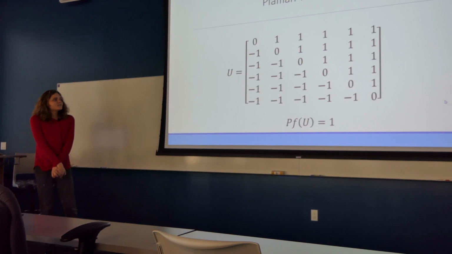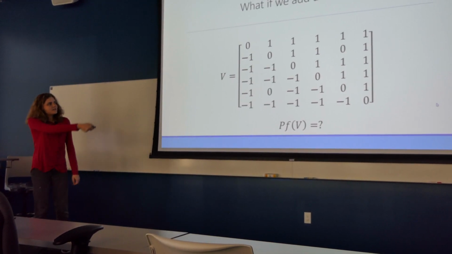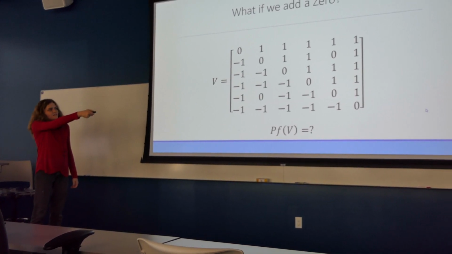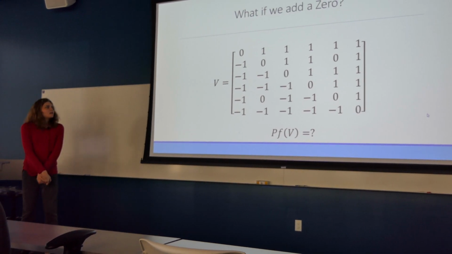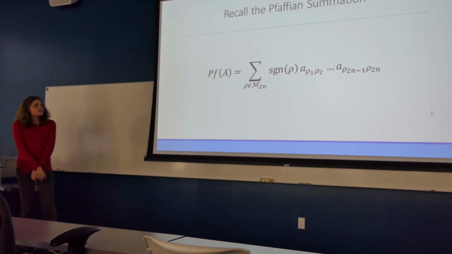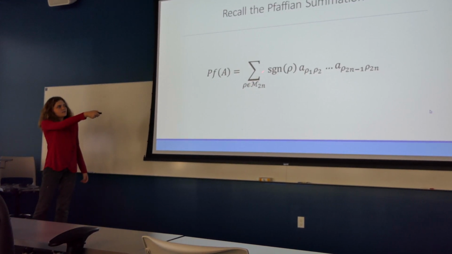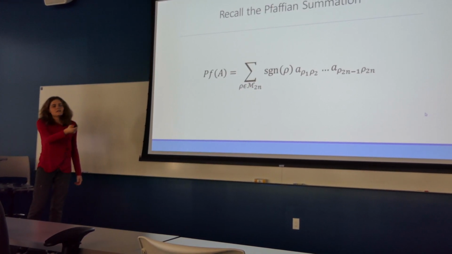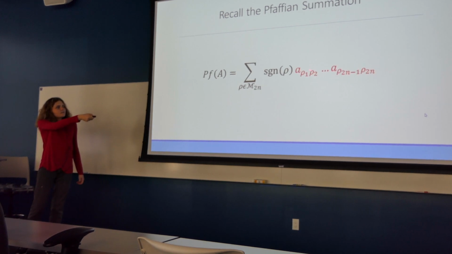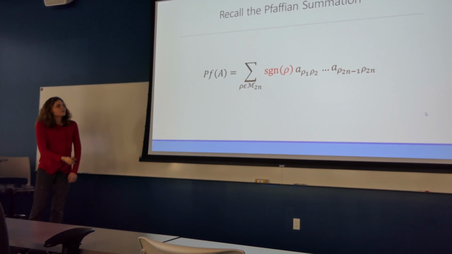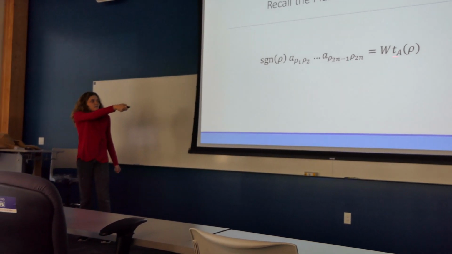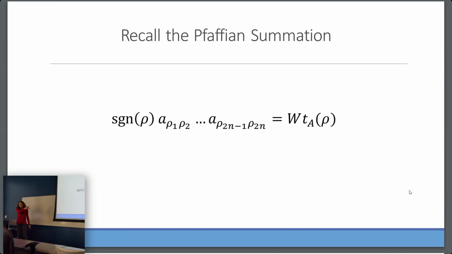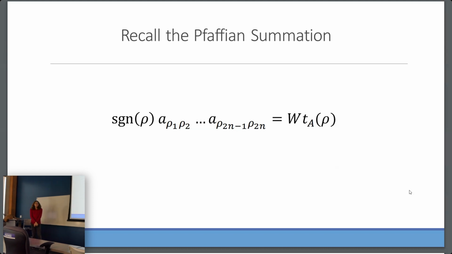All right, so let's look at some more pattern matrices. What happens if we stick a 0 here? Since it's skew-symmetric, I also have to stick a 0 down there. What does the Pfaffian become? So remember that the Pfaffian summation is the sign times the entries of the matching, right? I don't want to write that out all the time, so I'm just going to call the sign and the entries together the weight of the matching.